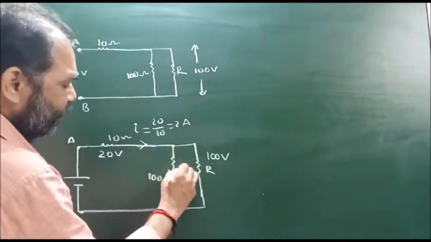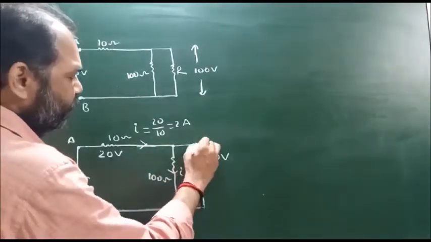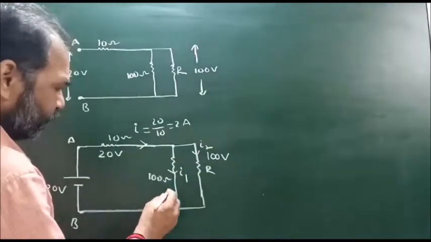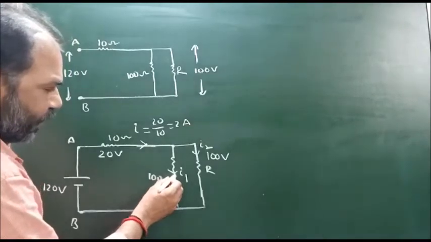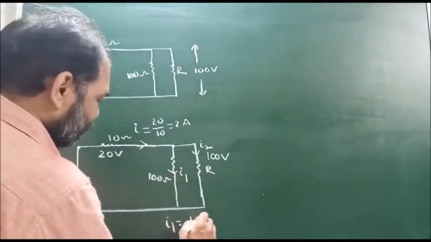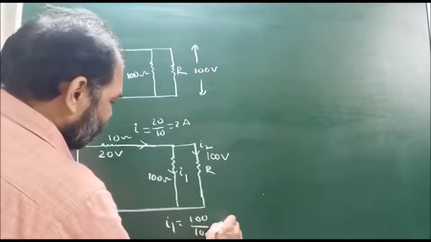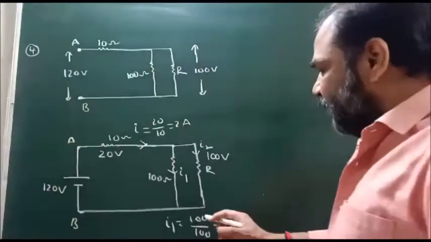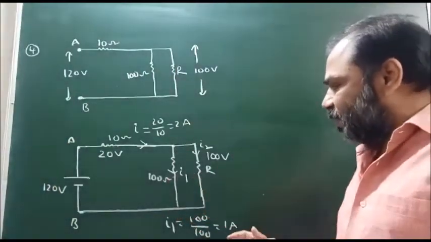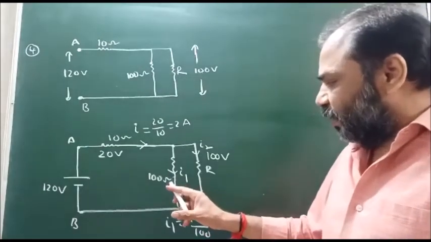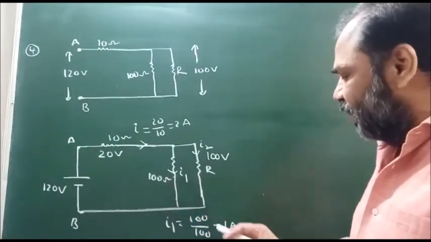Let a current I1 be traveling through the 100 ohm resistor and I2 through the resistance R. In this case, on the 100 ohm resistor the potential difference is 100 volts. That's why we can write I1 is equal to 100 by 100, that is 1 ampere. Clearly, both the 100 ohm resistor and R are present in parallel combination. That's why the potential difference on both 100 ohms and R is the same.